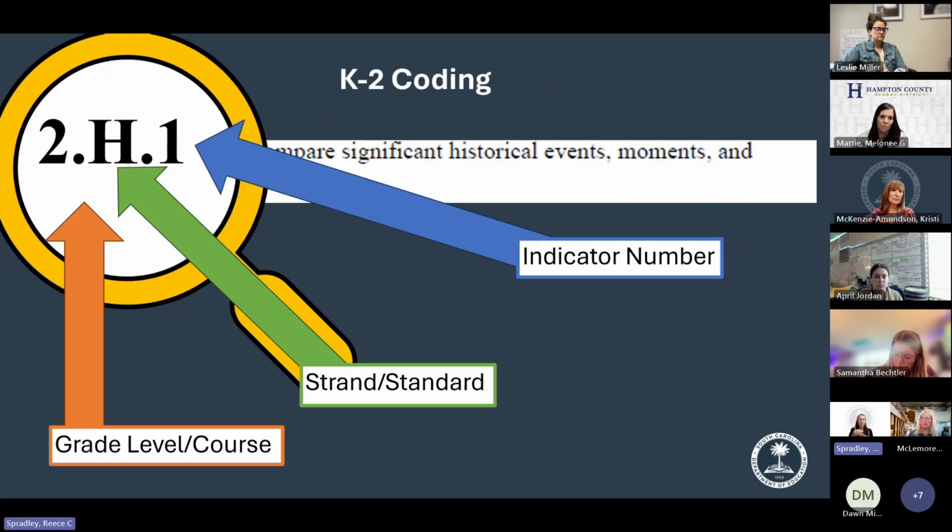In K2, all of our content is sort of siloed into these 4 big buckets of history, geography, government and civics, and economics. So everything is in those 4 buckets, and there's one bucket. So the letter in the middle tells you which of those 4 buckets it is. And that's helpful when you're looking at sequencing across K2 as far as what they've learned in each of those areas as they move up.